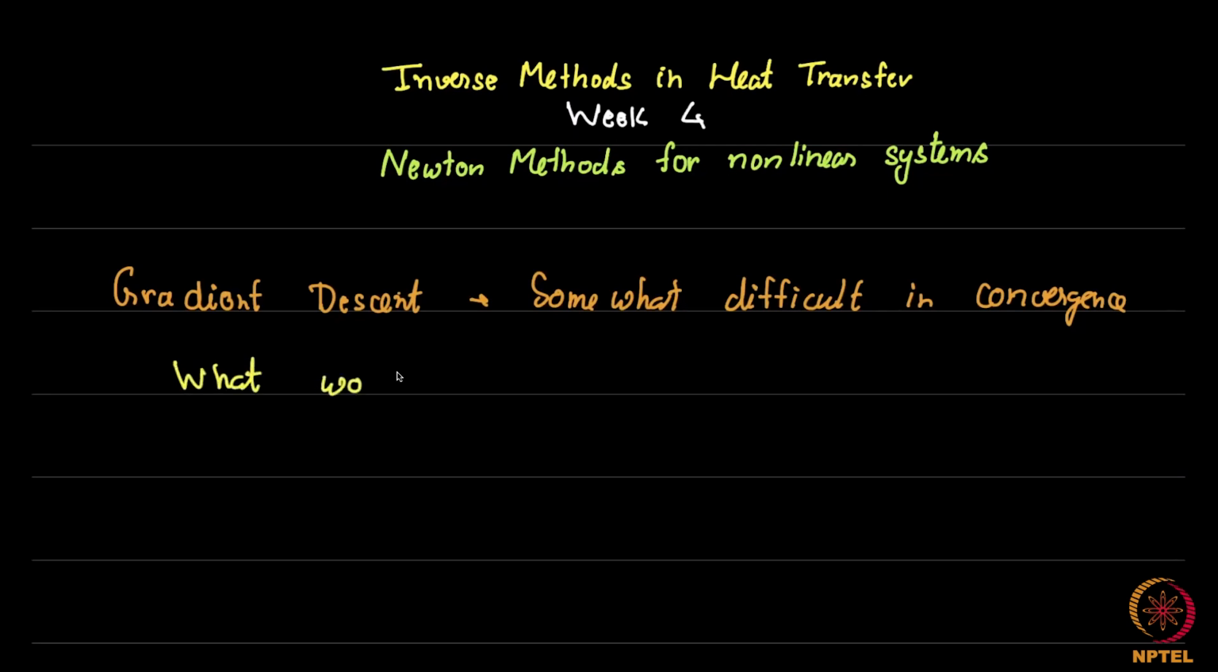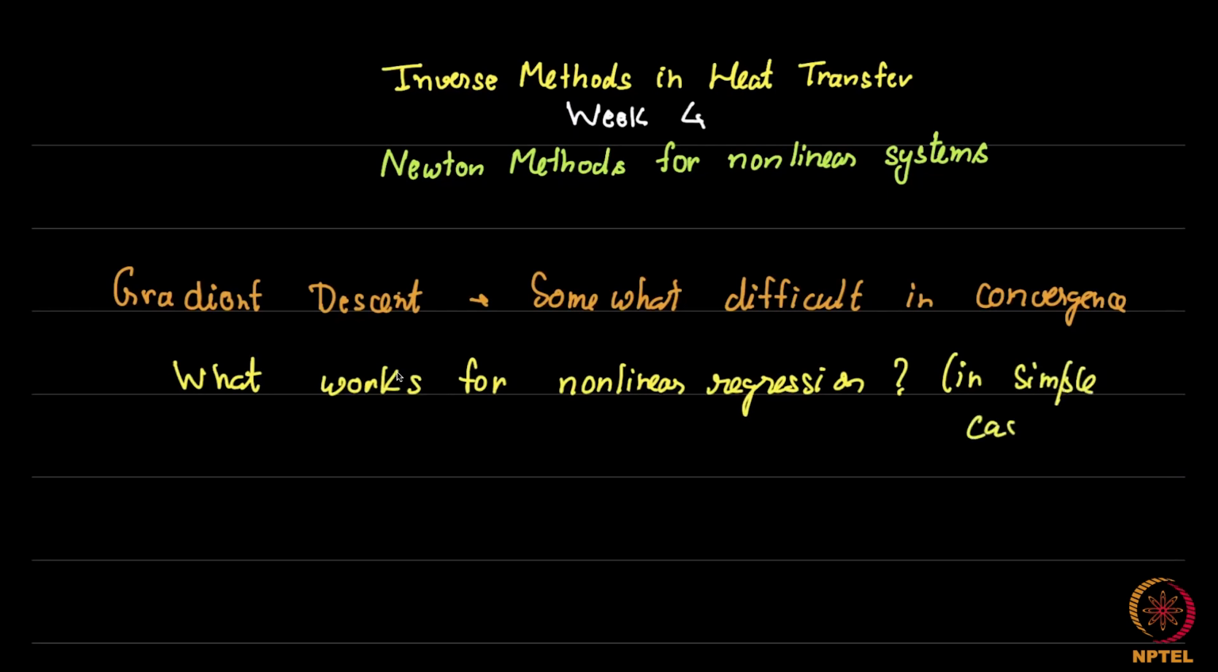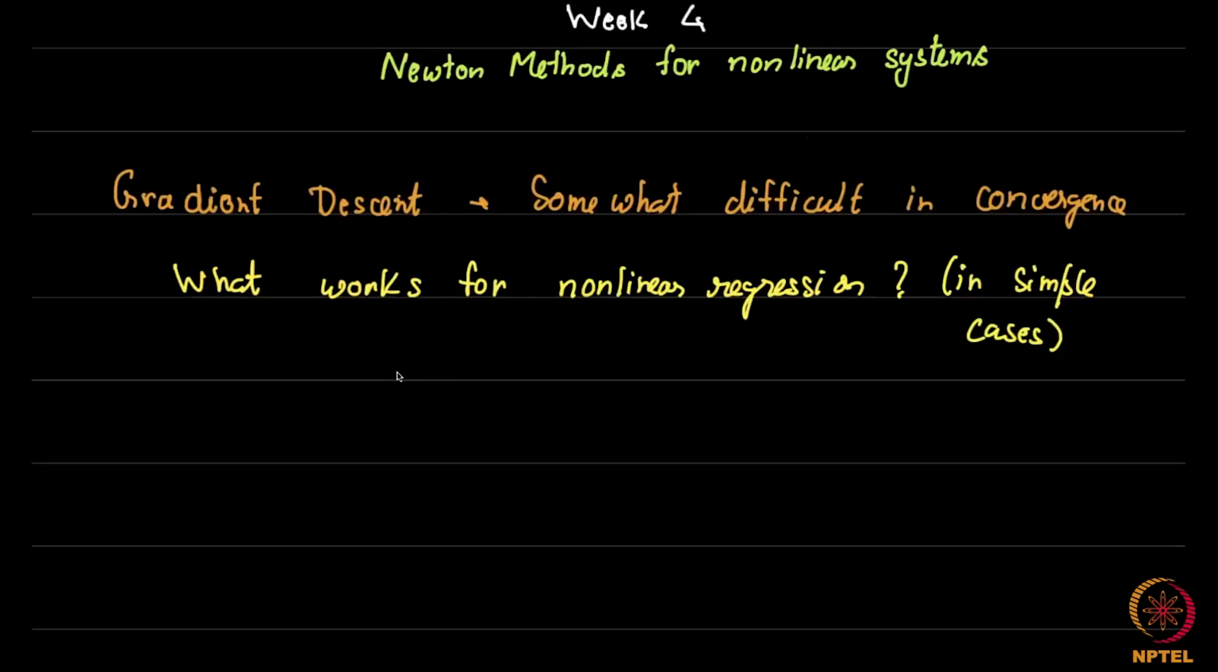What works for nonlinear regression? Remember, we are trying to simply minimize a squared function of the loss. So we are trying to find out what works for nonlinear regression, especially in somewhat simple cases. There are a couple of algorithms that work here, and we are going to look at one. One is called the conjugate gradient method. Most probably, we won't have the time to cover that within our course. That's a popular way too. But we are going to look at what is known as the Gauss-Newton algorithm.